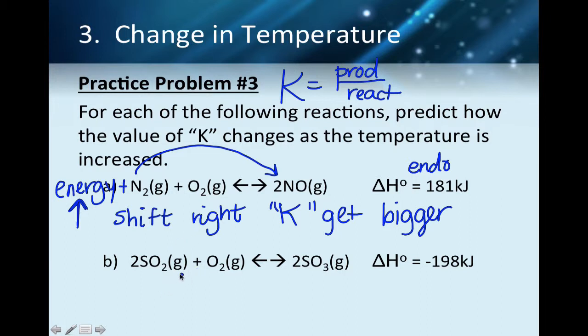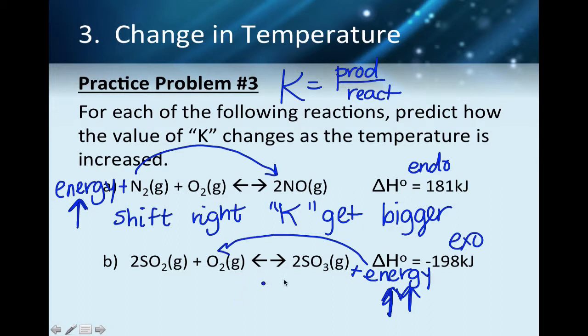In this one right here, we're having an exothermic reaction because it is a negative delta H. So with an exothermic reaction, we treat energy as a product. So in this case, if I start putting more and more energy in, this reaction is going to shift back toward the reactants. So a new equilibrium is going to be established because we're shifting left.